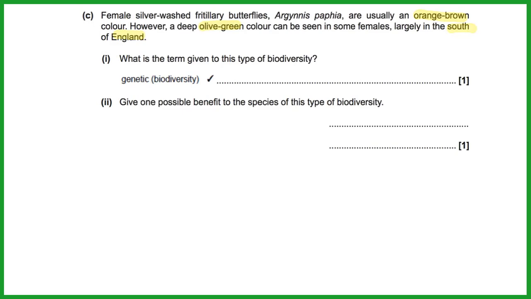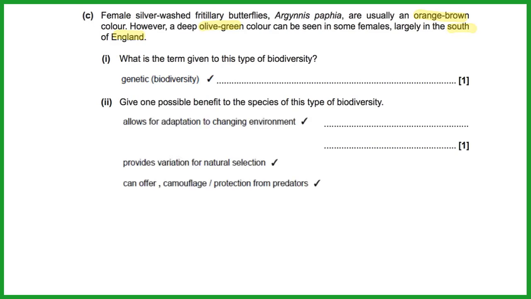Now, give one possible benefit to the species of this type of biodiversity. So why might this be important to the species? What advantage could it give? Well, it gives an opportunity for adaptation. It allows adaptation to the environment. If the background colour of the environment changes, then it will give you camouflage to predators, and it gives you genetic variation on which natural selection can take place.